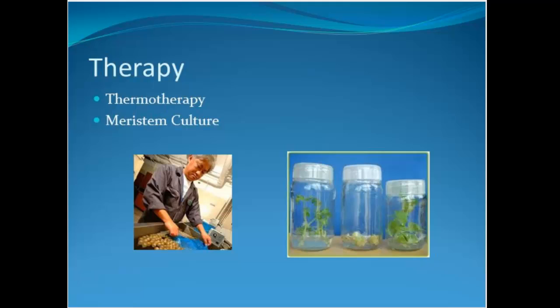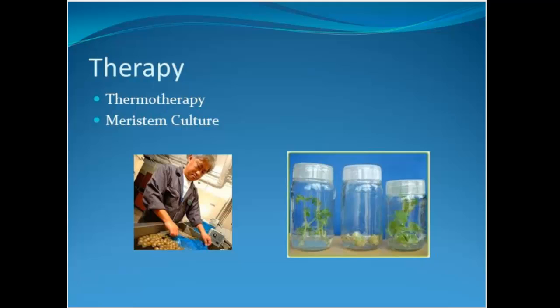And so we can use thermotherapy to try to clean up that infection. Another example of therapy that we can do is called meristem culture, and that's where we go in and select a plant part. We may have a plant that has got viral or bacterial disease in it, but we go in through some manipulation and are able to select a part of the plant that is free of bacterial and viral diseases, and we may only take a very few cells.